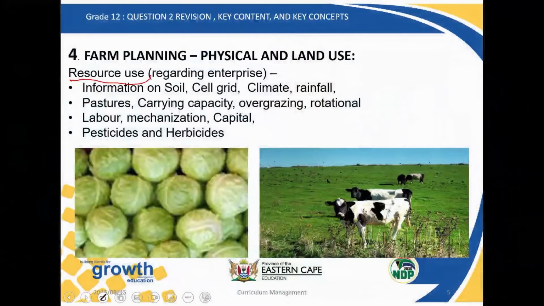So we expect you learners to make sure that you bring back all what you were taught. You bring back all those concepts. You bring back your interpretations and the applications of those concepts that you were taught. And these concepts, they are in the previous question papers. For example here, this is what I'm illustrating here. It's resource use regarding the enterprise. Here you have cabbages here, and then you also have these dairy cows here.